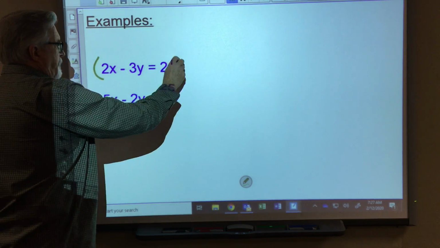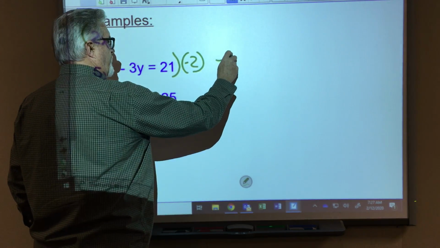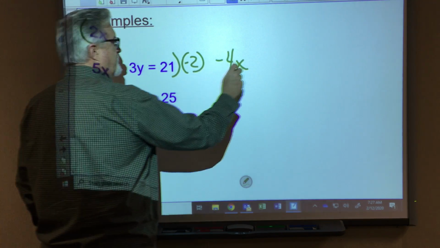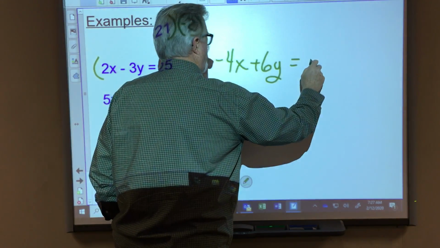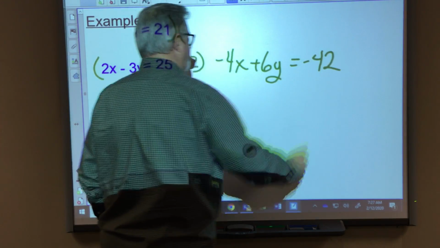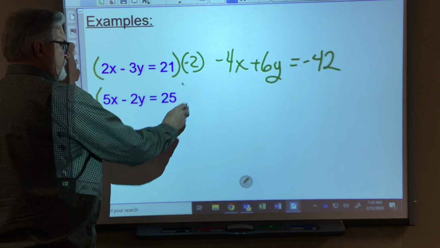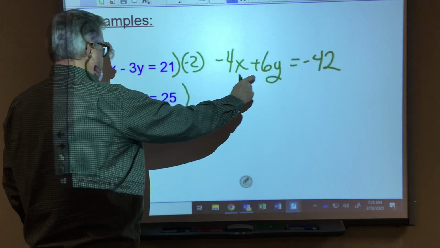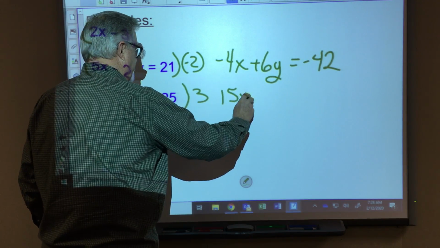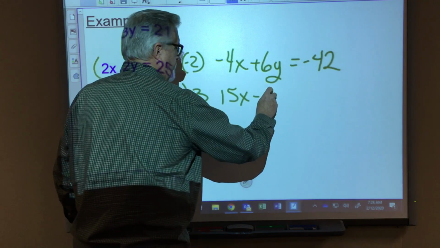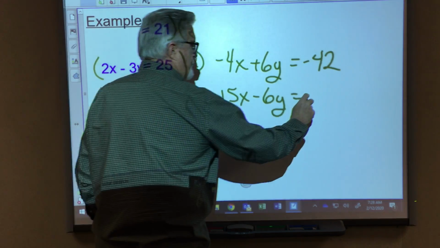So I'm going to multiply this top one by negative 2, and when I do that, I'm going to have negative 4x plus 6y is equal to negative 42. Okay, the bottom equation, let's multiply it. We're trying to get this to either the same or opposite. If I multiply this one by 3, that's going to give me 15x minus 6y, and then 3 times 25 is equal to 75.